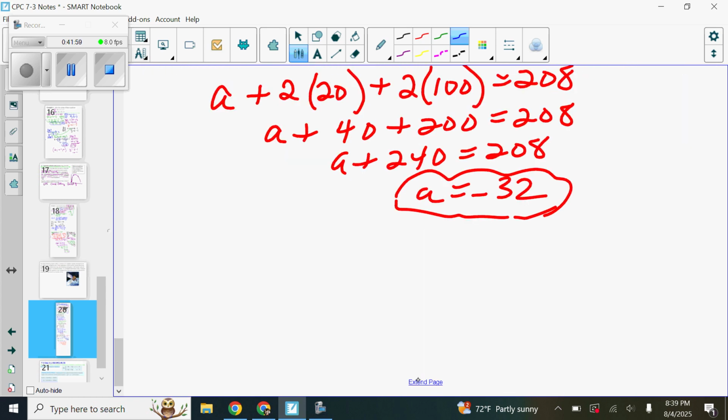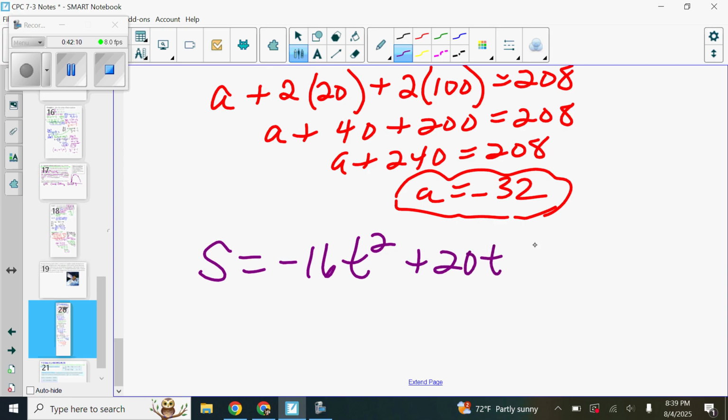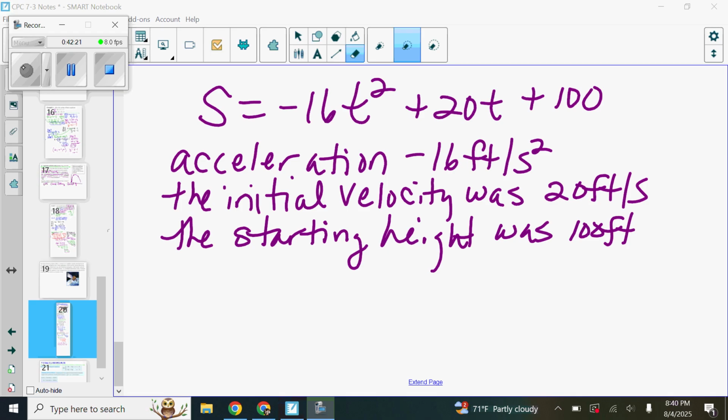All right, so see if you can write out a sentence that describes then what this model is actually telling us. So this is your equation. What does that mean? So go ahead and pause the video and see if you can write out, what does the A, the negative 16, the 20, and the 100 stand for? So acceleration was negative 16 feet per second squared. The initial velocity was that 20 feet per second, and the starting height of this object was 100.